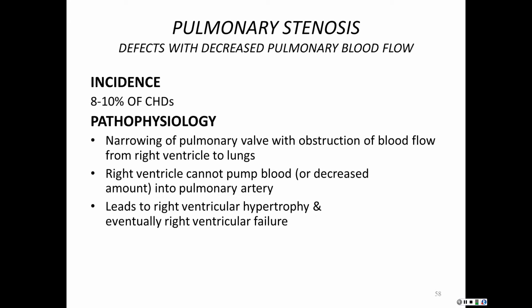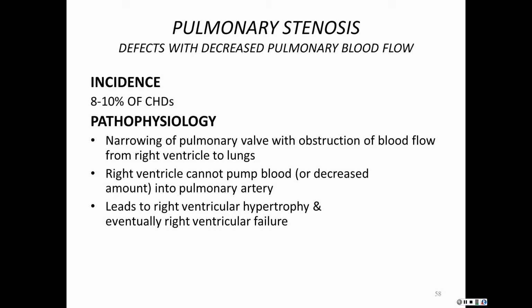When we look at the pathophysiology of pulmonary stenosis, there's a narrowing of the pulmonary valve with obstruction of blood flow from the right ventricle going to the lungs. Now, this narrowing can be what they call valvular. It can be supravalvular or subvalvular. And I have a graphic, and we'll talk about that a little bit more in a moment.